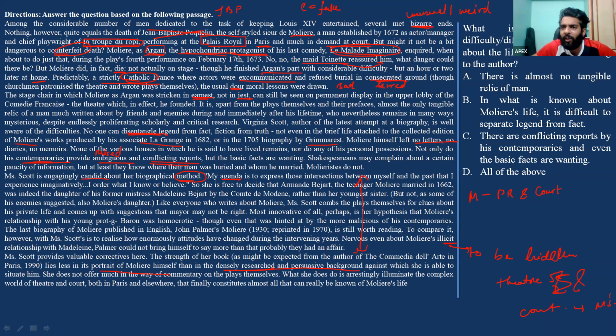What is or are the main difficulties in knowing about Molière's life? Again, when we see difficulties, we can come back and look at this particular paragraph, because that is where this is coming from, right? So what are the main difficulties? As we can see, the first one is that there is almost no tangible relic. Yes, this is there. That's a difficulty. In what is known about M's life, it's difficult. Yes, this is also given. Both are the same points actually. There are conflicting reports. Yes, this we also see. So all of the above will be the answer. These are all the difficulties.